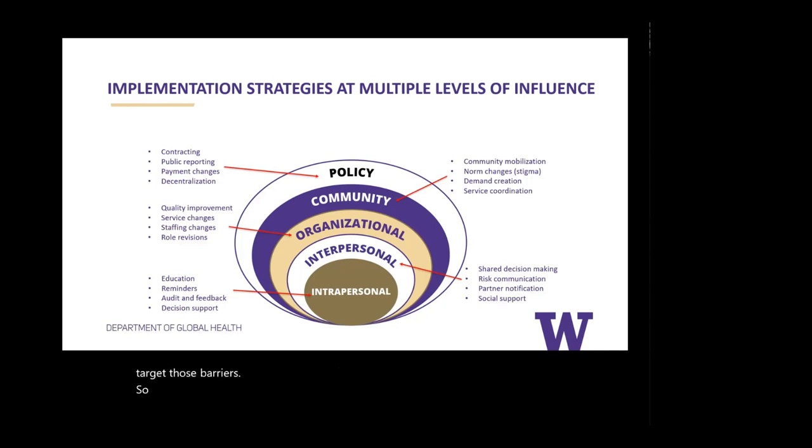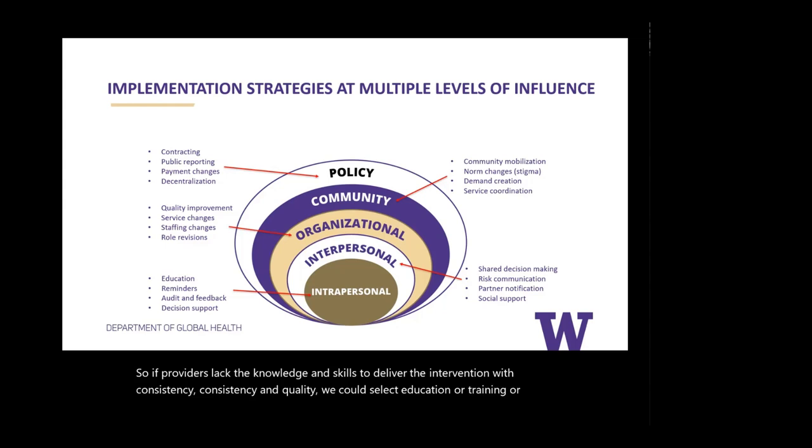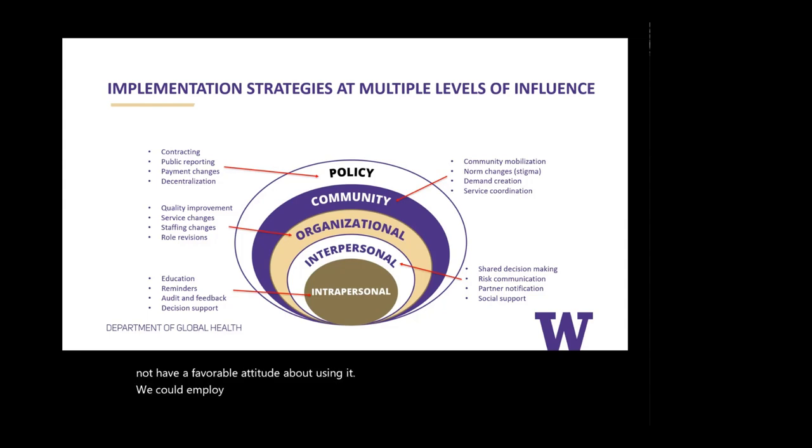So if providers lack the knowledge and skills to deliver the intervention with consistency and quality, we could select education or training or supervision as strategies to help address that knowledge deficit or skill deficit. If the providers are uncertain about whether to make use of an intervention, or they do not have a favorable attitude about using it, we could employ opinion leaders to address this uncertainty or to shape providers' attitudes about the intervention.